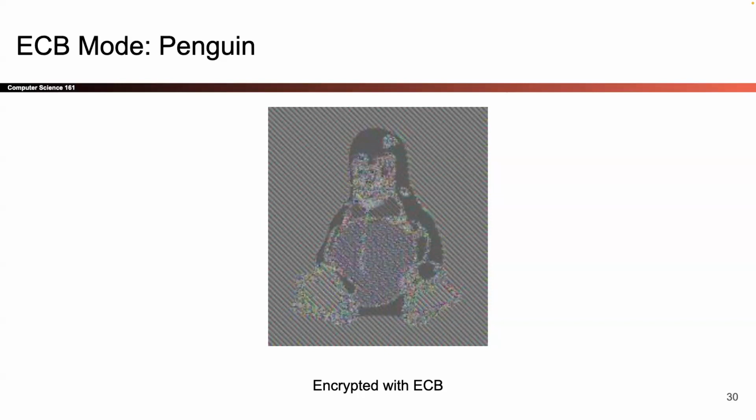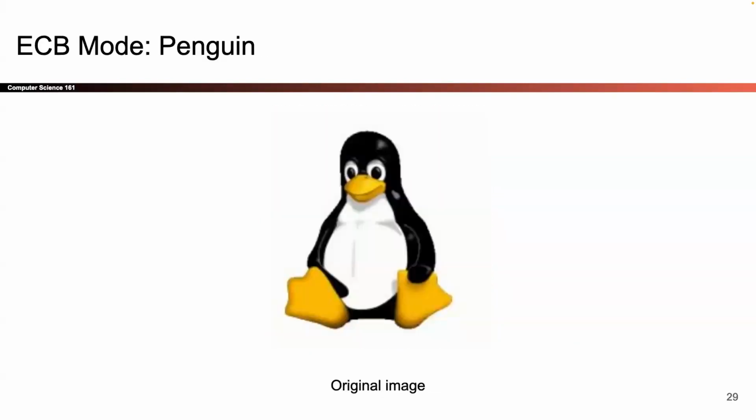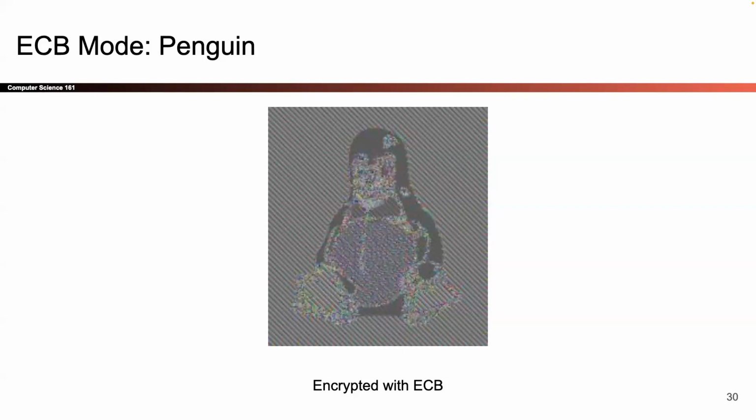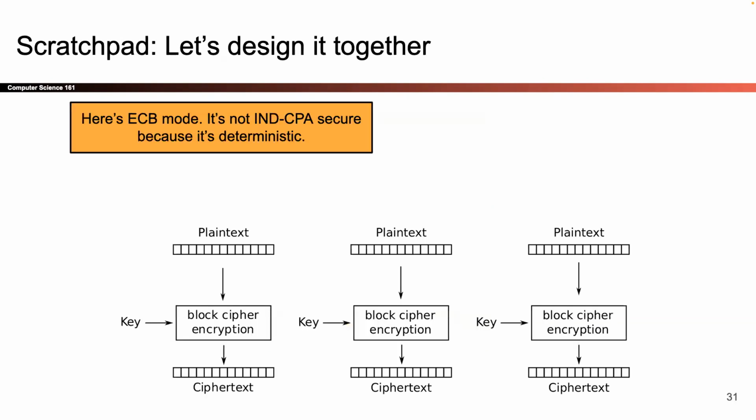So this is the problem with deterministic schemes that we have to deal with. We don't like this. And another problem with deterministic schemes is that if I took this penguin and I encrypted it 10 times with ECB, I get the exact same image out every time. Also not good. So block ciphers are deterministic. That is what caused the penguin to appear. And ECB itself is deterministic. That's what causes you to get the same penguin every single time if you encrypt this 10 different times. Okay, that's ECB mode.